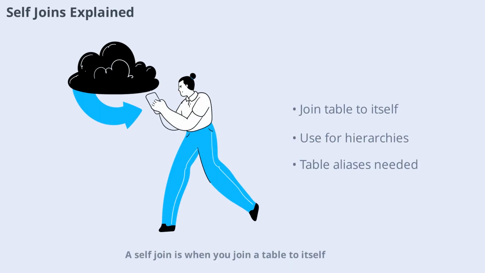A self-join is when you join a table to itself. This is useful for hierarchical data like finding all employees who report to the same manager. You use table aliases to distinguish between the 2 instances of the table in your query.